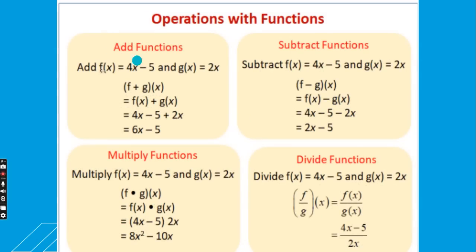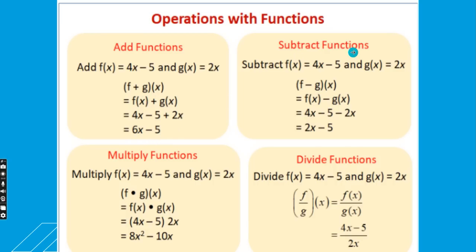Add functions. We have function f of x is equal to 4x minus 5 and g of x is equal to 2x. If we're going to add f plus g of x, we have f of x plus g of x. The f of x substitute is 4x minus 5 and the g of x is 2x. Can you see a similar term? Yes, there it is. 2x plus 4x will make up 6x. And then the constant, solo lang siya, kaya bring down mo lang siya, minus 5. So that is the final answer. F plus g of x is equal to 6x minus 5.